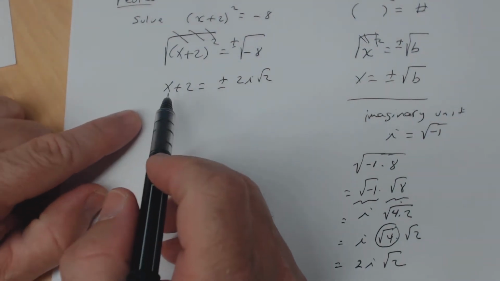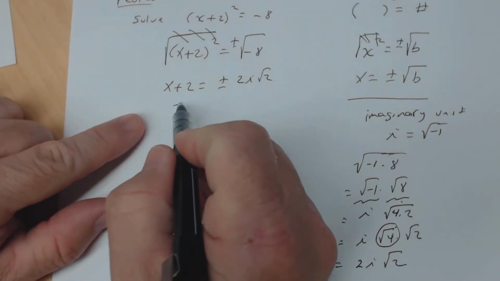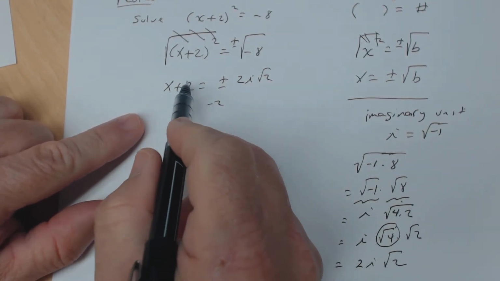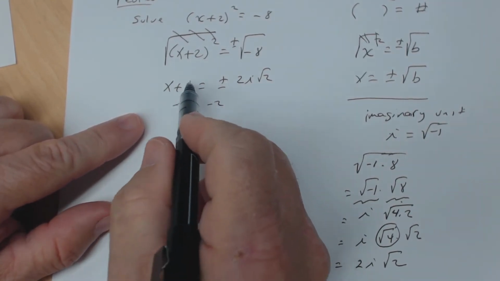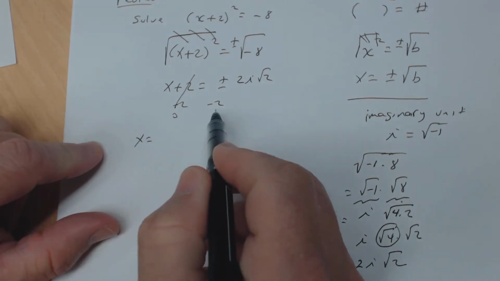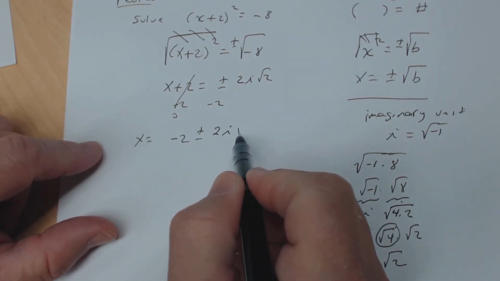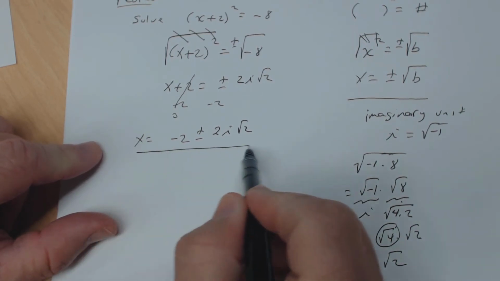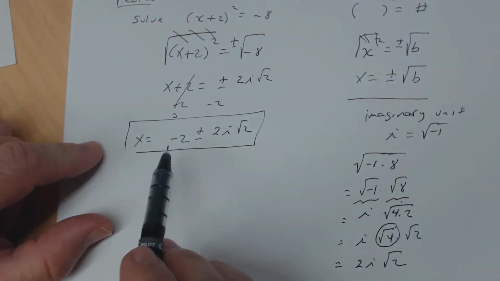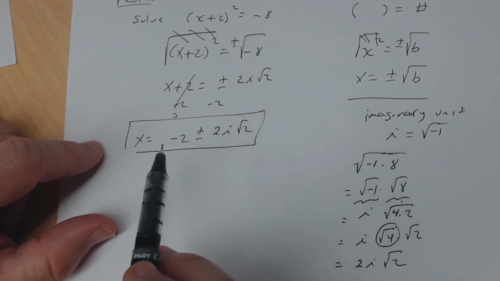Alright, and then finally get x by itself. You're going to subtract 2 from both sides. And so combine like terms, 2 and a negative 2 is 0. So you get x equal negative 2 plus or minus 2i√2. And so that will be your answer. Alright, so negative 2 plus or minus 2i√2.